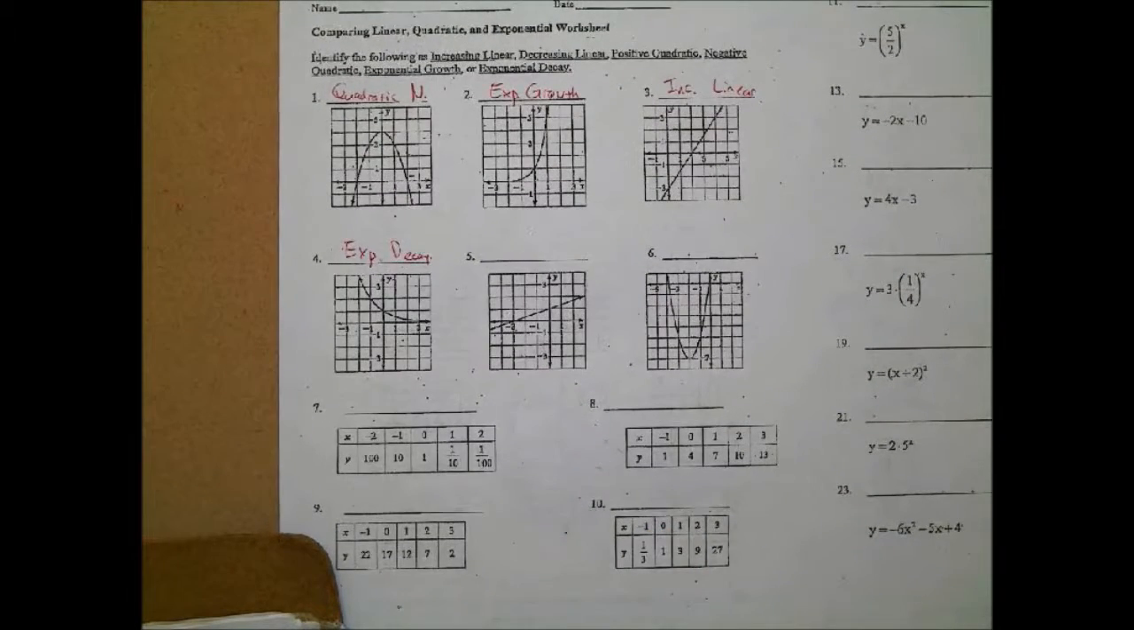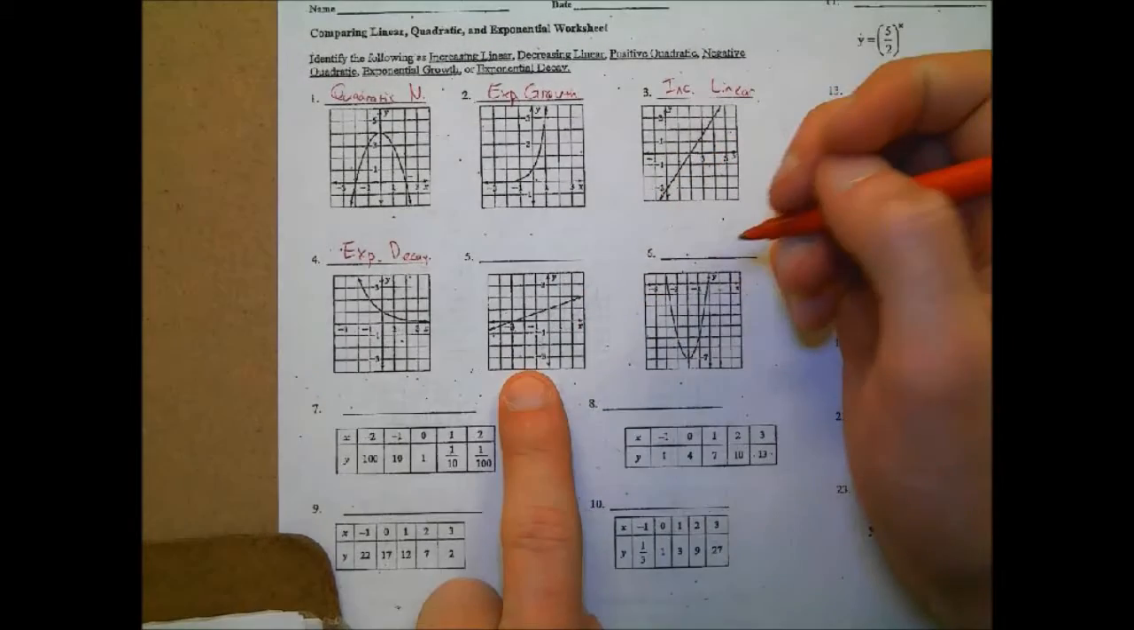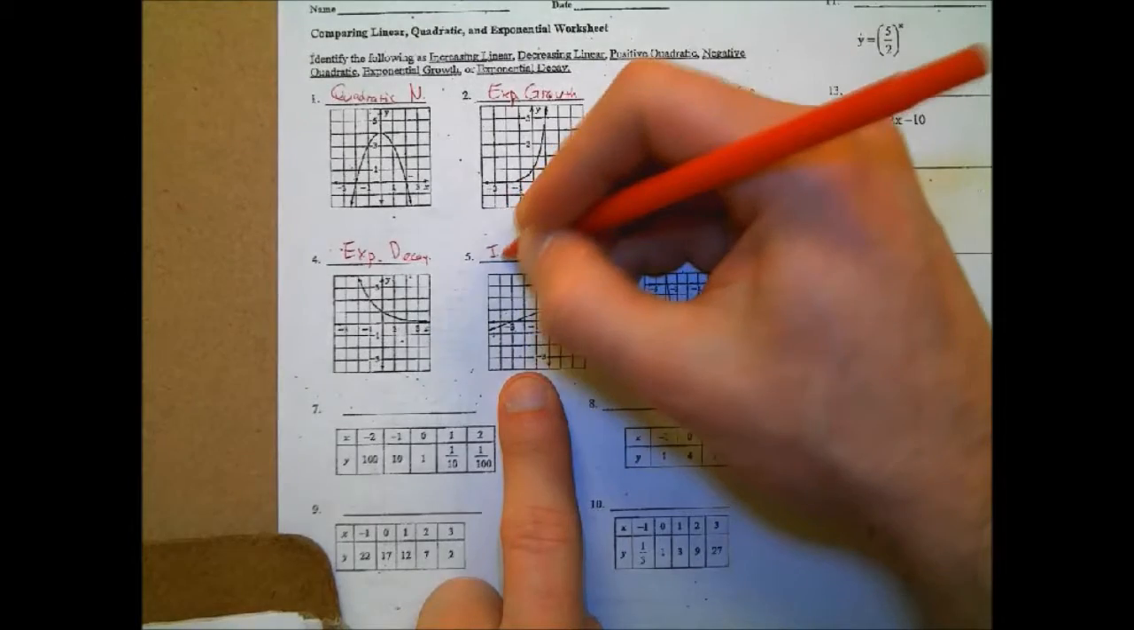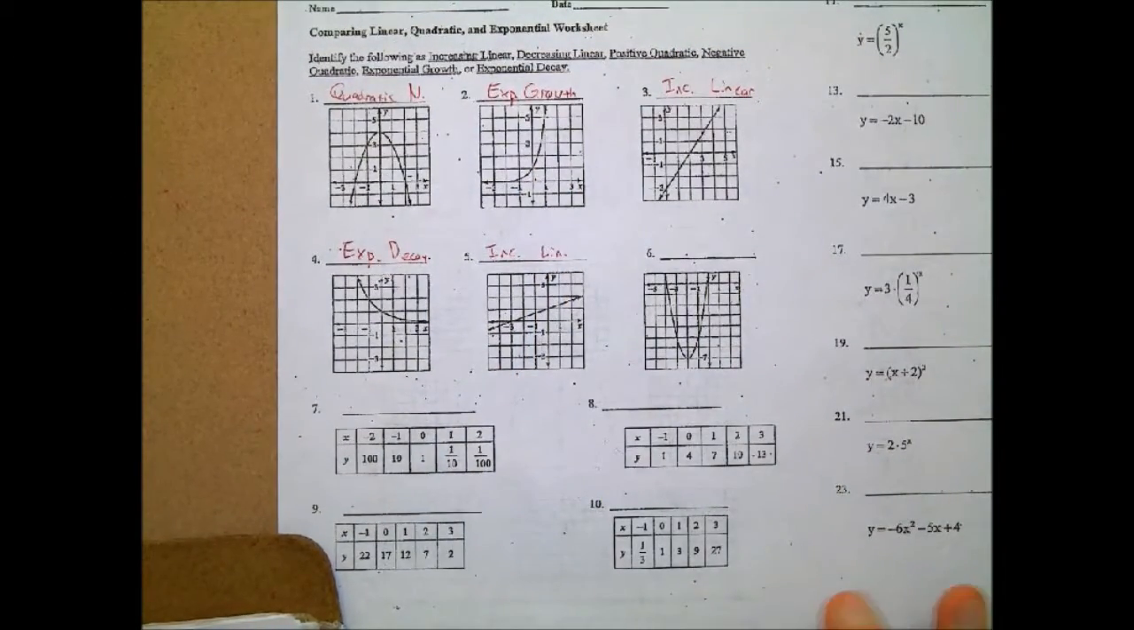Oh, he's not here. He can't answer. All right, how about Cameron? Cameron, number 5. Linear, quadratic, or exponential? Linear. And is it increasing linear or decreasing linear? Increasing linear. You got it. Very good. All right. Number 6.